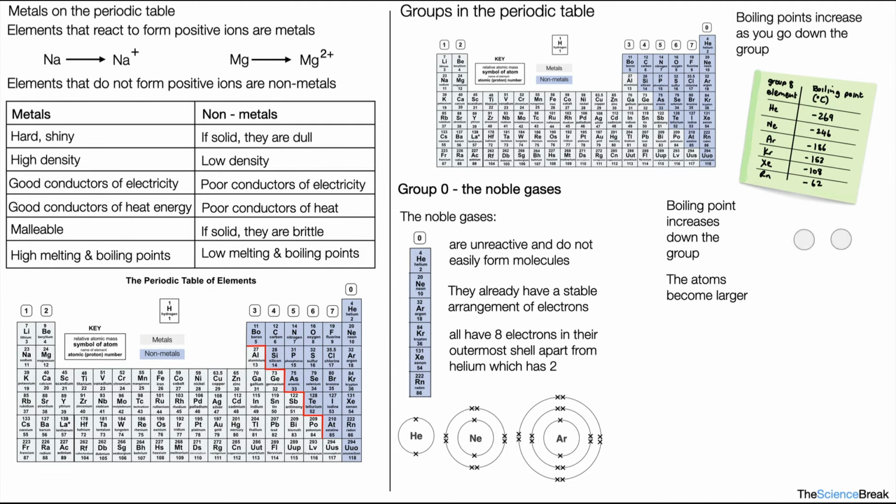This is because the atoms become larger as you go down the group. You can see there, I haven't drawn the details of the atoms, but I've just given an overview or an outline of the atom. You can see they get bigger as you go down the group.